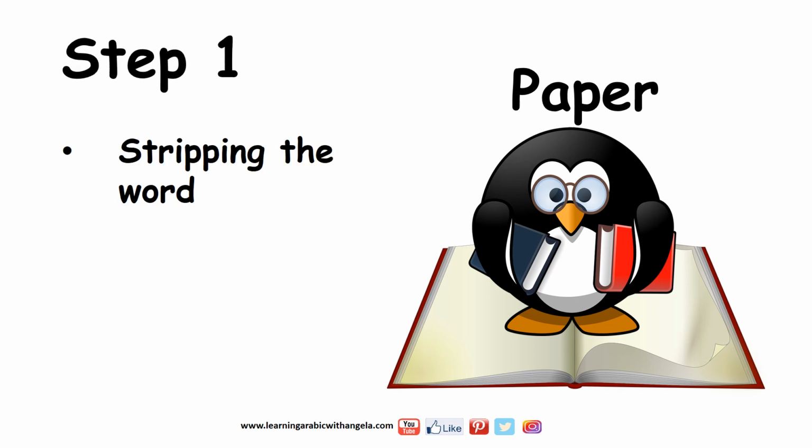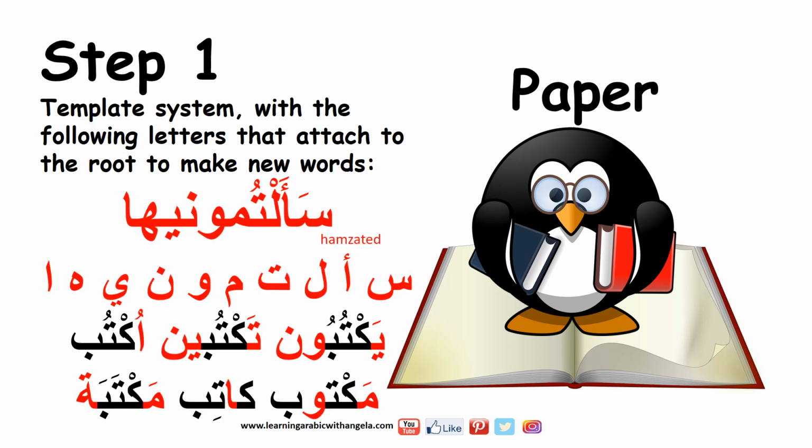Step number 1 to look up words in a paper dictionary is stripping the word, that is taking out any additions to the root. I will explain more. Most words in Arabic are derived from a root. Typically, lexical roots are made up of 3 letters. A word is created by applying vowels, prefixes, suffixes, and even infixes. These additions help create new words based on certain predictable templates.